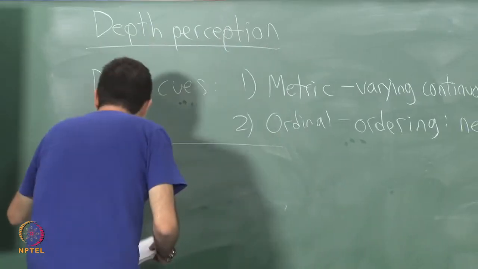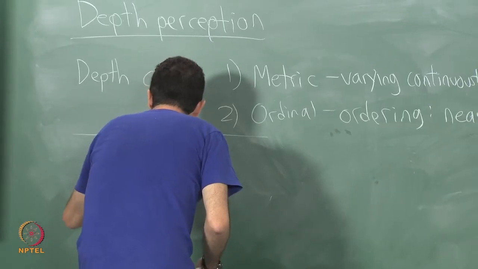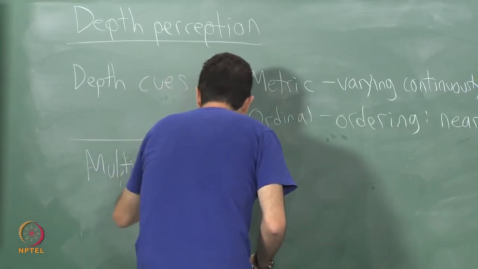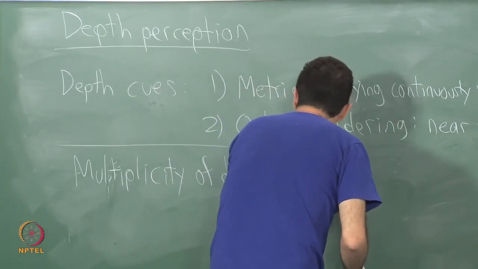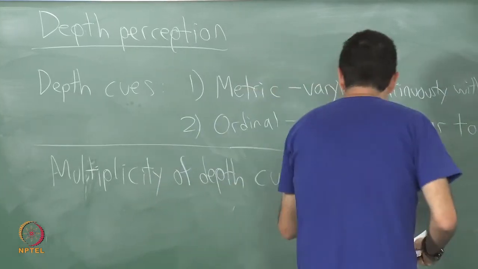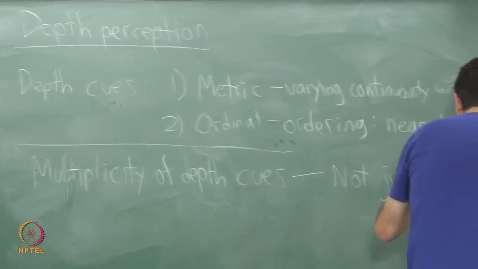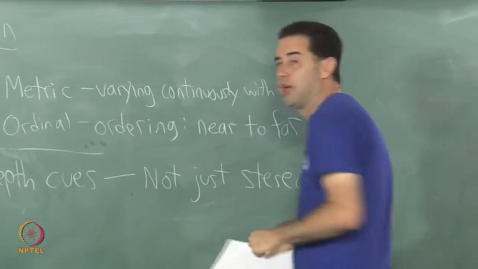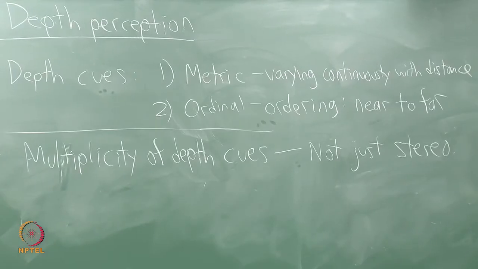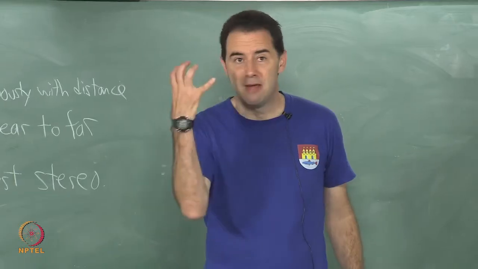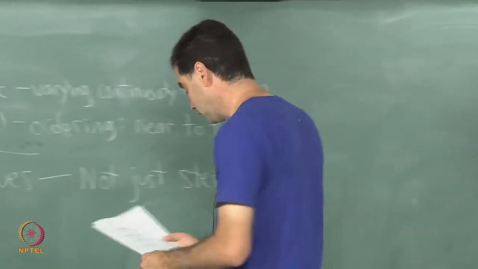Again, the thing I want to emphasize is that there is a multiplicity of depth cues, not just stereo. When you look at panoramic images, for example, if you've had a chance to look at those in the lab, they may look quite three-dimensional, even though the same image is being presented to both of your eyes. So why is that? We need to talk about that.